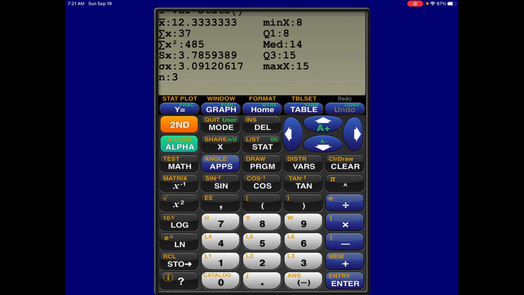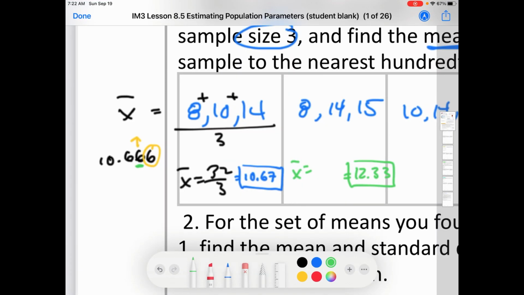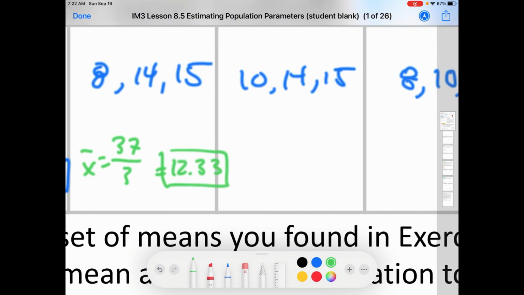Summation x is underneath x bar. It says 37. And that basically means 8 plus 14 is 22, and 22 plus 15 is 37. So you have 37 divided by 3. That is sufficient math work to let us know that you didn't cheat. You at least understand how to find the average. Okay.